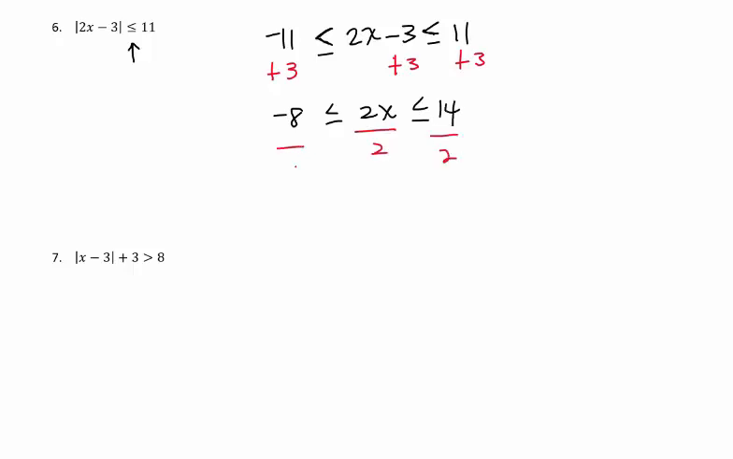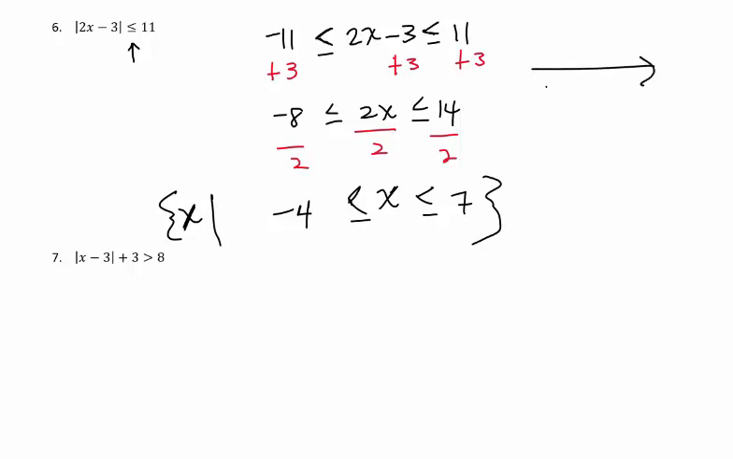divide by 2. And we have x in the middle is greater than or equal to -4, and at the same time, it's less than or equal to 7. And this is it. This is our answer. You could write it in set builder notation officially by writing the x and the bar. But lastly, we want to write it in interval notation.